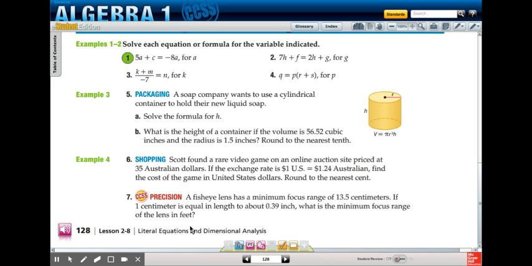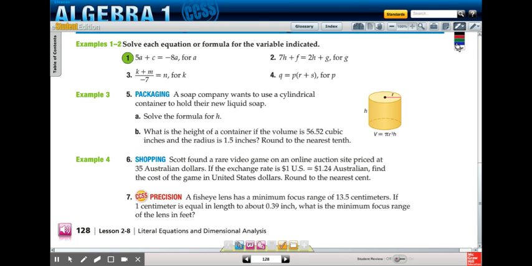Dimensional analysis is something we've done before. That's where you change something from, like, miles per hour into feet per second. And we have done this before. We did it last year, and hopefully you'll remember it. So I'm going to show you what they want you to do on this assignment.